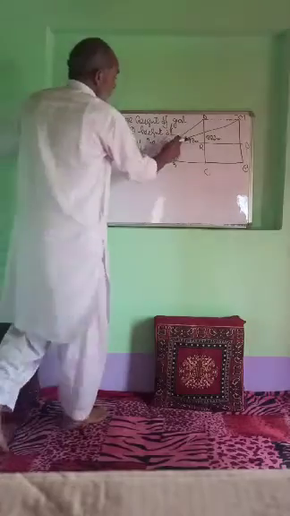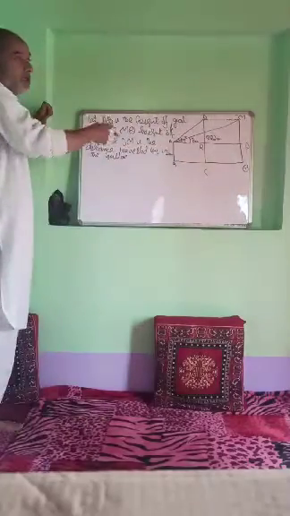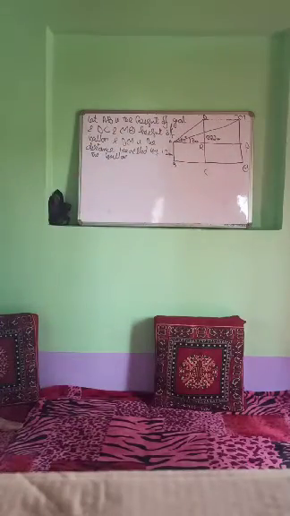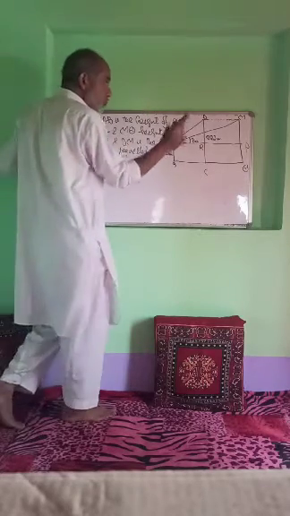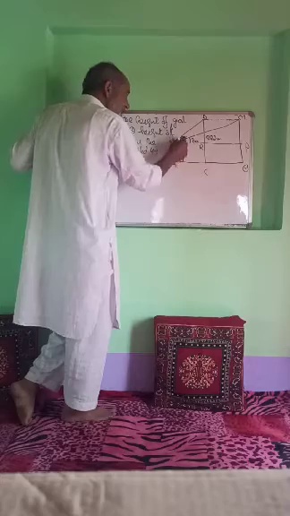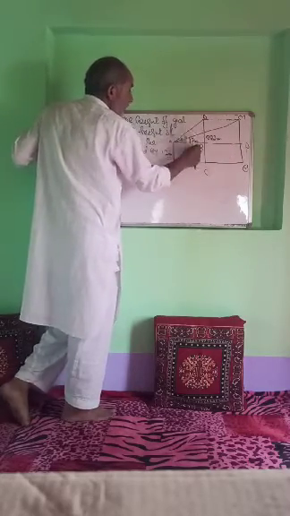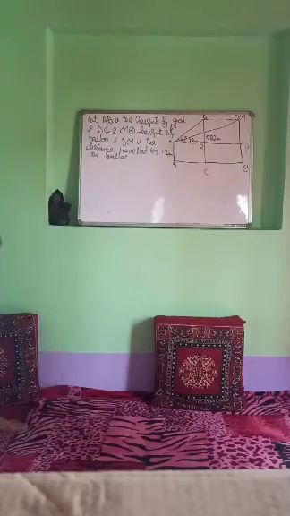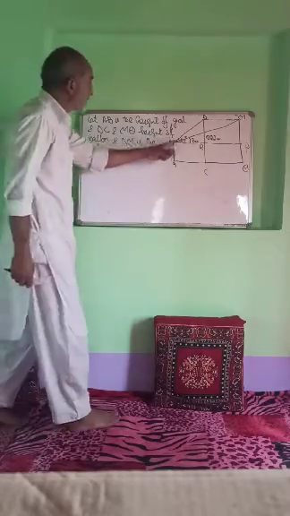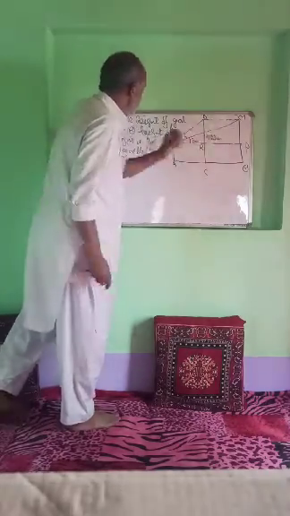So, how can we find first this AP? If you look closely at the figure, you will find that there are two right angled triangles in this figure, AMP and ADR. First of all, we will take this right angled triangle AMP.